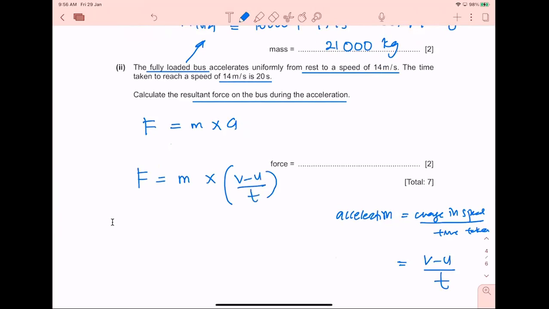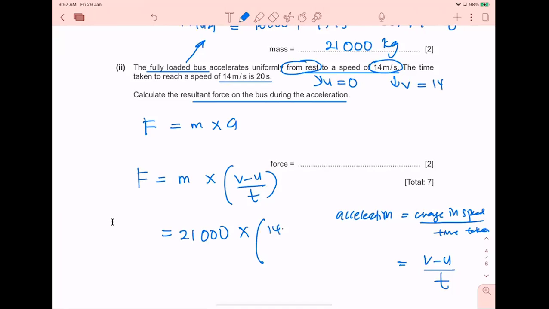Okay, right? That's why I said physics is always related to equations. So in this case, you know that the mass is 21,000 because it is a fully loaded bus, times your final speed, which is 14. This is your V. Your initial speed is rest, it means it is 0. So U is 0, final is 14. So 14 minus 0 divided by the time, which is 20 seconds.